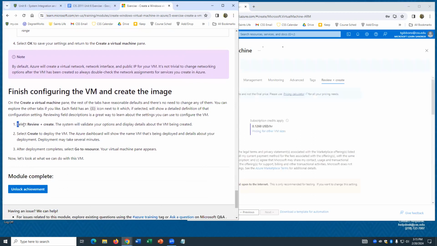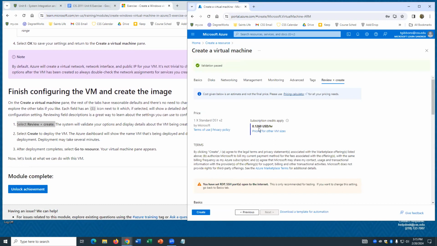Again, select review and create for this. You're going to be charged 12 cents an hour if this wasn't in your sandbox. And again, I have two ports open to the internet, and I would have to be careful of that. So I reviewed everything, that looks good, and I hit create. You won't get charged for this because we're doing this in a sandbox.